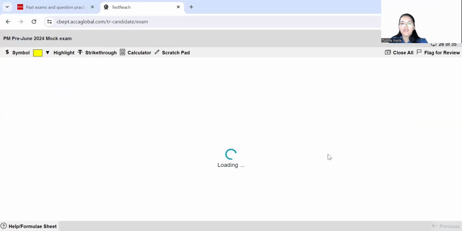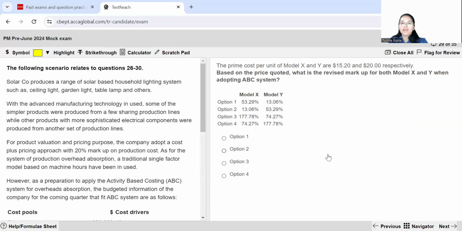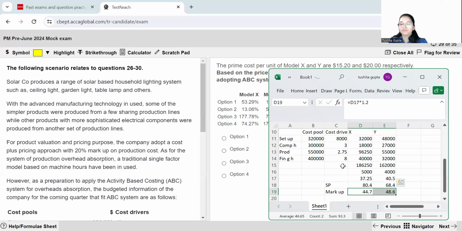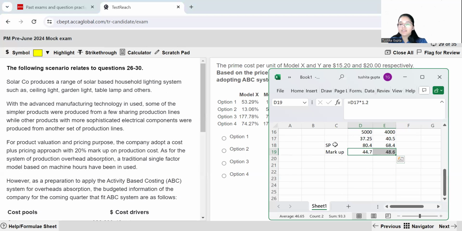Let us move to the next question. This is the second last one. The prime cost per unit is given to be this much and this much. Based on the price which has been quoted, what is the revised markup for both X and Y when adopting ABC? So let us see how much markup we are getting if we use this as our prime cost. So let us do our calculations. This is the price that we have quoted. This is our selling price. So the selling prices are right in front of us. Now, the prime cost is given to be 15.2 and then 20 respectively.